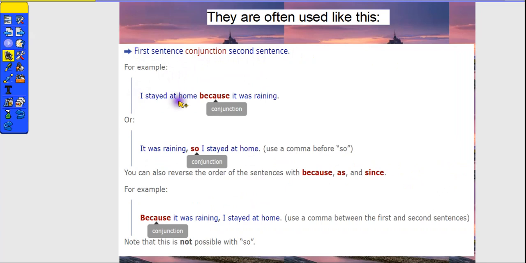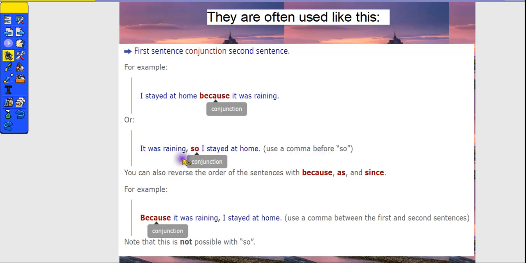I stayed at home because it was raining. As you see, in this case, the conjunction is in the middle, combining both sentences. Or we can do this too: it was raining, so I stayed home. It's important to use punctuation before we use the word so. Use a comma before so.